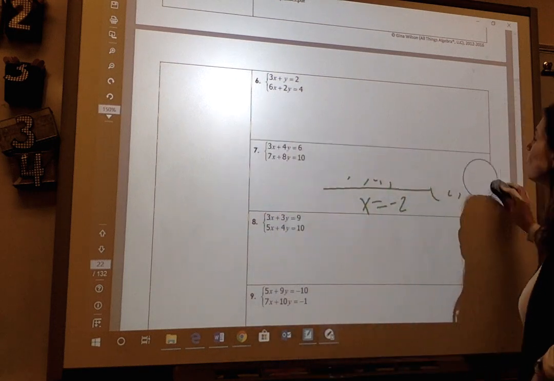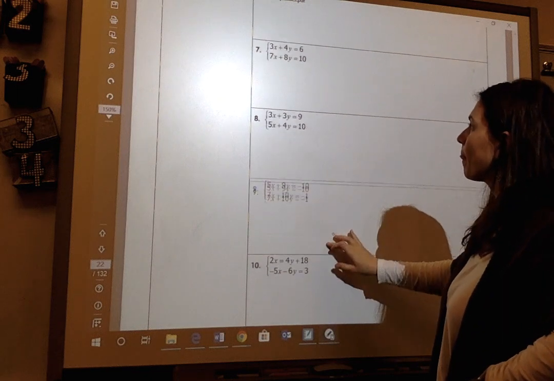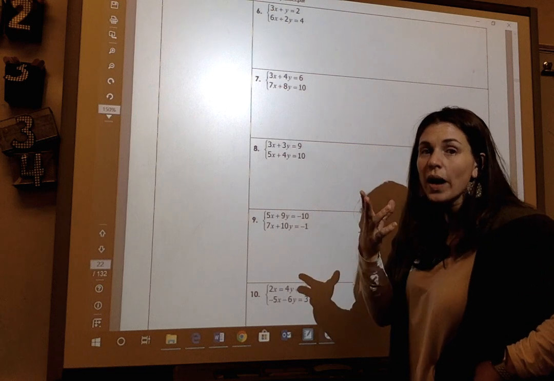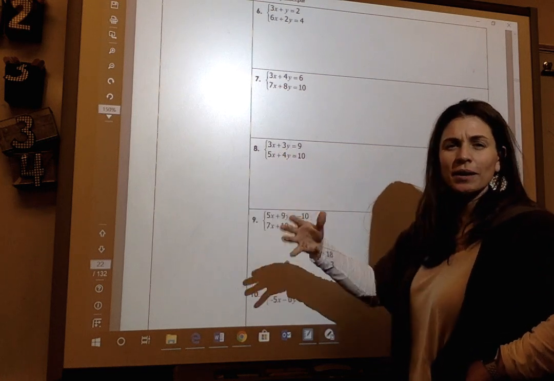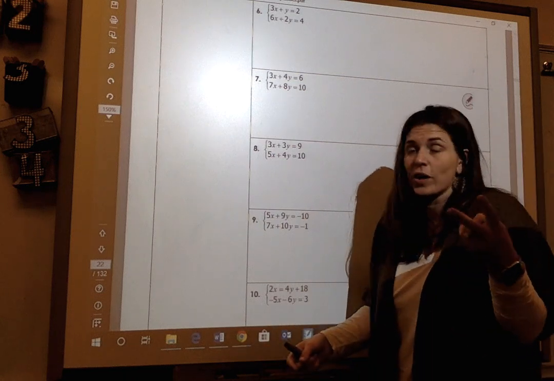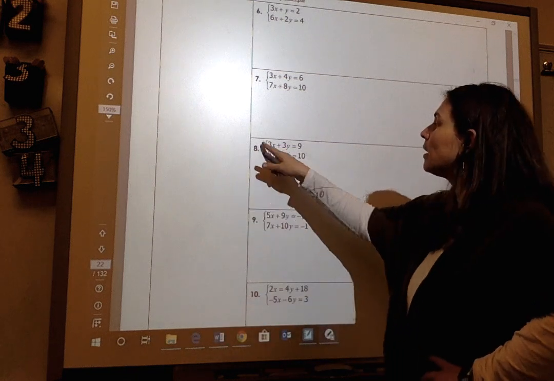All right, let's do one where you can't do just one. Look at number 8. There's not just one that I can do in here. There's no common multiple if I multiply just by one number. So I'm going to have to manipulate both equations. It doesn't matter, you can do x or y. So I'm going to get rid of the x's here.